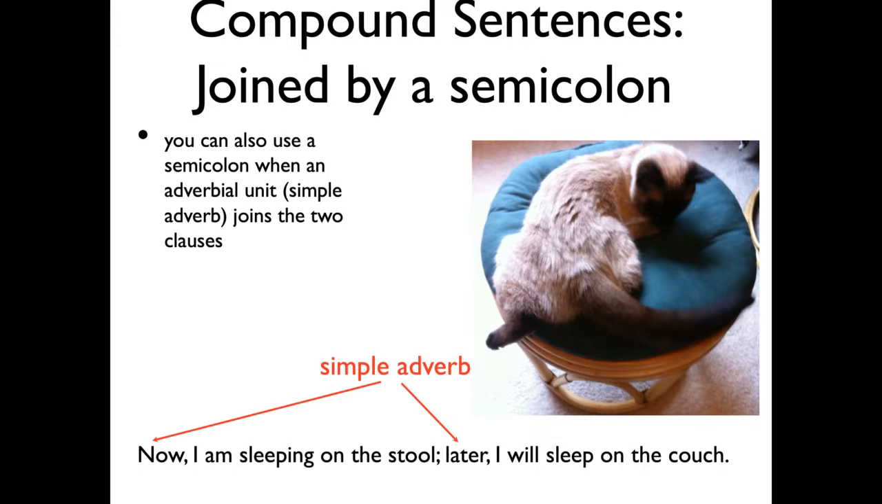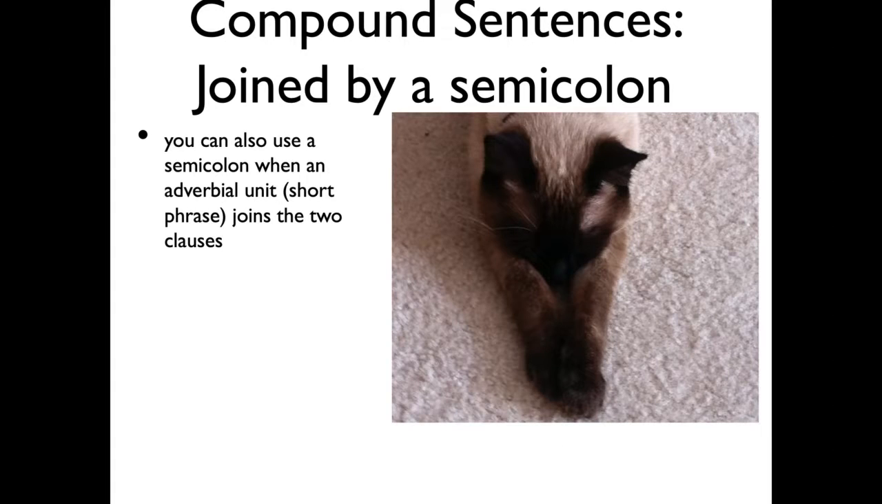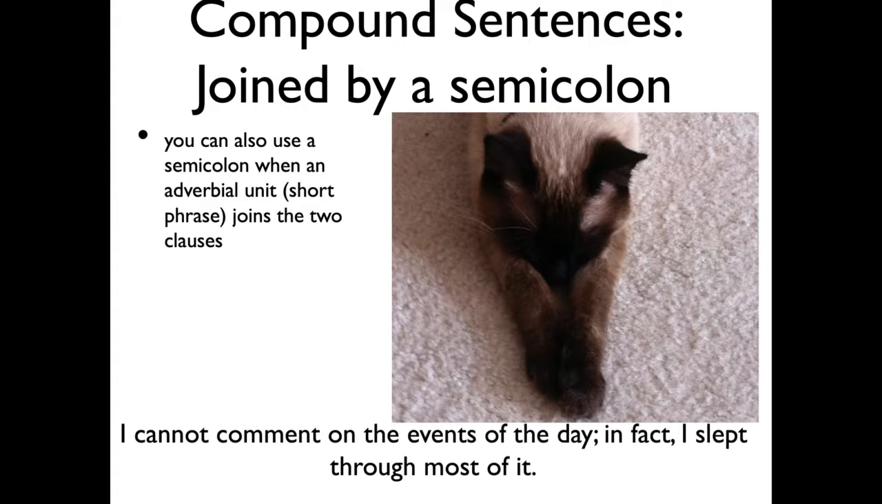That is something called a simple adverb. Here's Ramsey again, praying for your good study times and good grades. So you can also use a semicolon when an adverbial unit, like a short phrase, joins the two clauses. Again, I'm just showing you all the different ways that independent clauses, or excuse me, compound sentences, can be joined together. So in this case, you have some independent clauses.